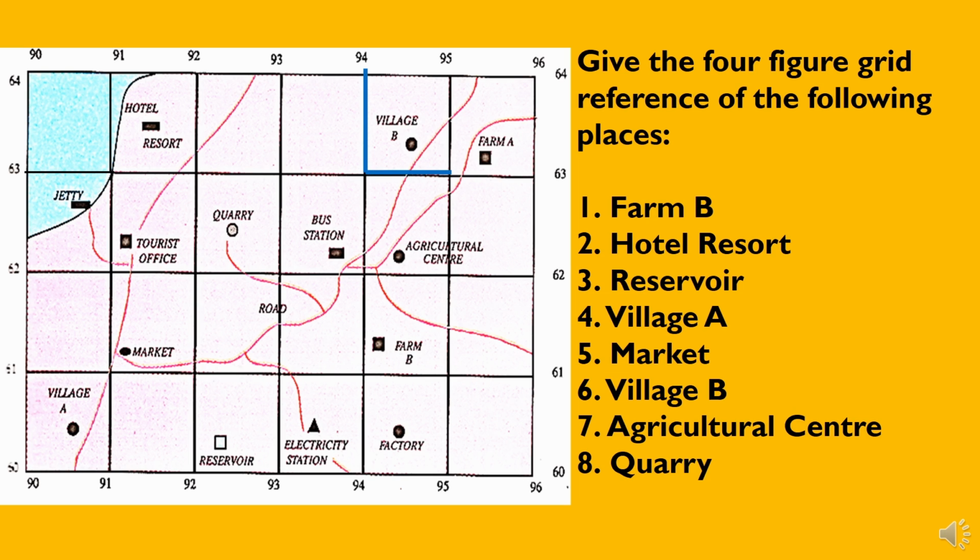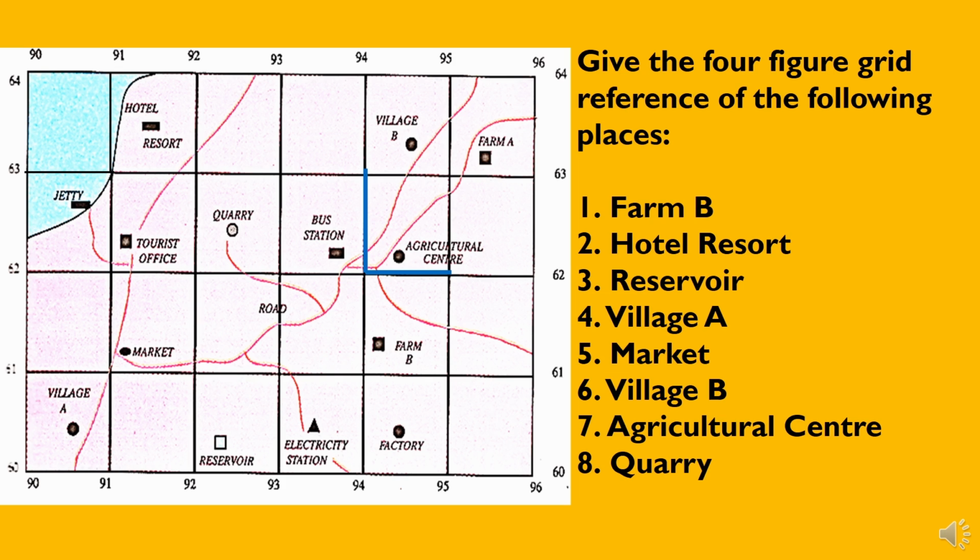Then we go on to Village B. Village B is 9463. As you can see, it is immediately east of Easting 94 and immediately north of Northing 63. Next is the Agricultural Center. Its 4-figure grid reference is 9462 because it is located east of Easting 94 and north of Northing 62.